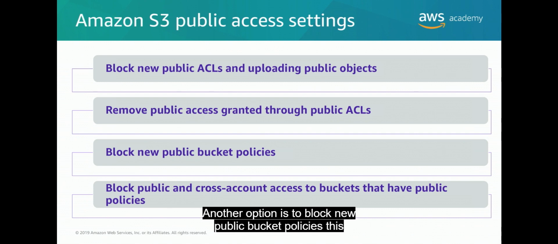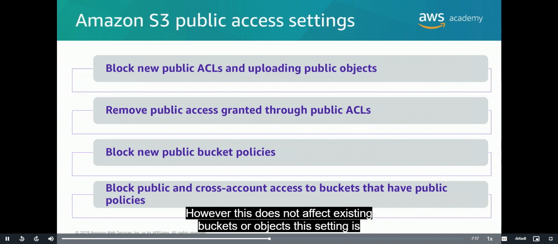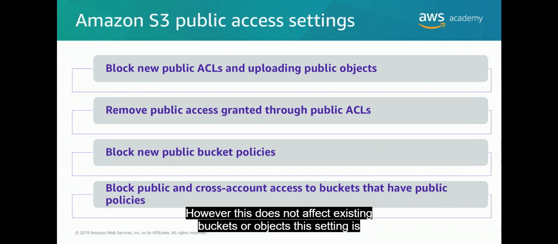Another option is to block new public bucket policies. This option disallows the use of new public bucket policies. This means that future put requests that include them will fail. However, this does not affect existing buckets or objects. This setting is designed so that a bucket policy cannot be updated to grant public access.